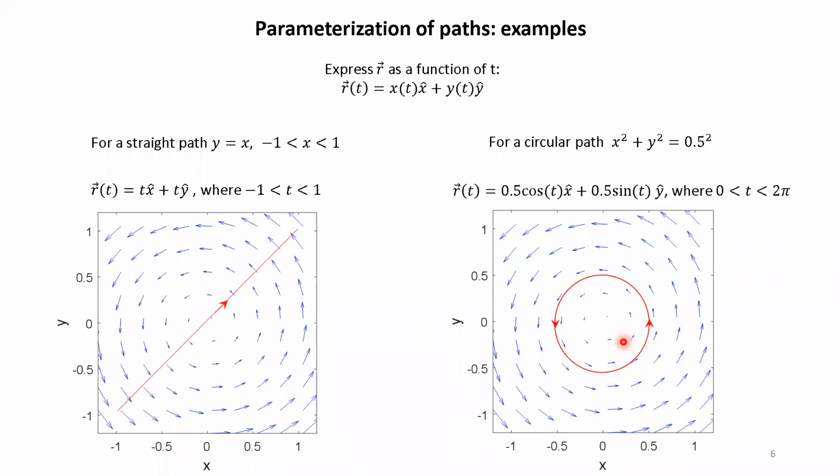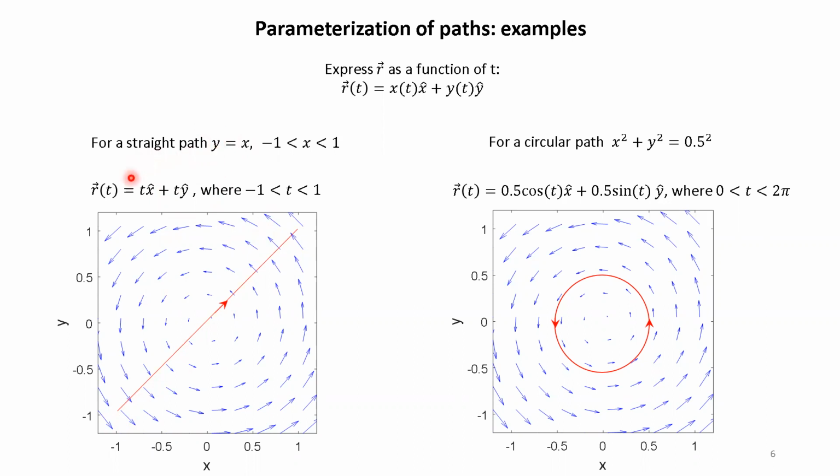So let's have some example here. Suppose I want to have a path that is just a straight line, starting from -1, -1 to 1, 1. Then you know that r can be expressed as t x hat plus t y hat. Because if it's on this straight path, what it means is that y is always equal to x.